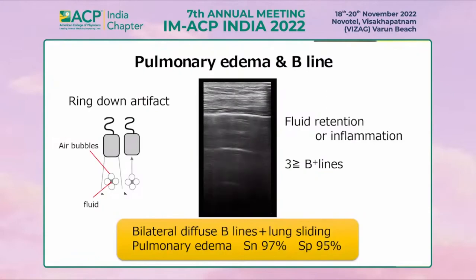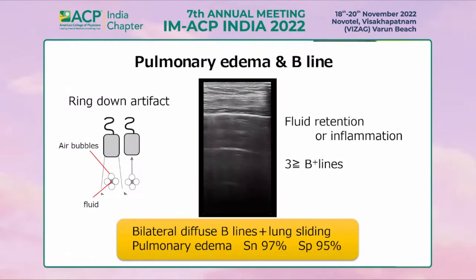Pulmonary edema is assessed by the presence of B-lines. The B-line is an artifact seen in fluid retention or inflammation. It's called ring-down artifact. Three or more B-lines in a single intercostal space is called multiple B-lines, a finding that suggests fluid retention in the alveoli.